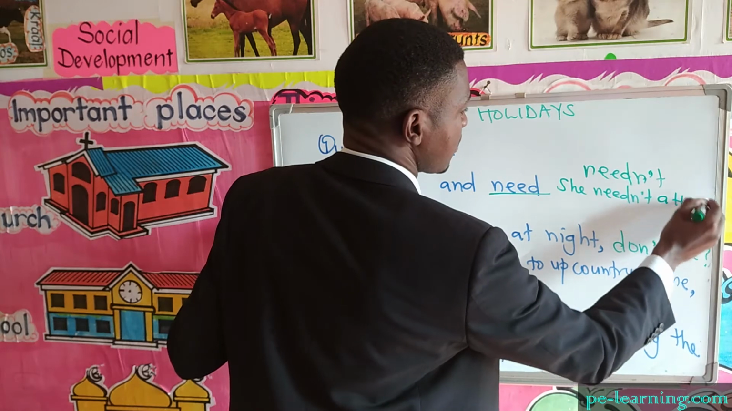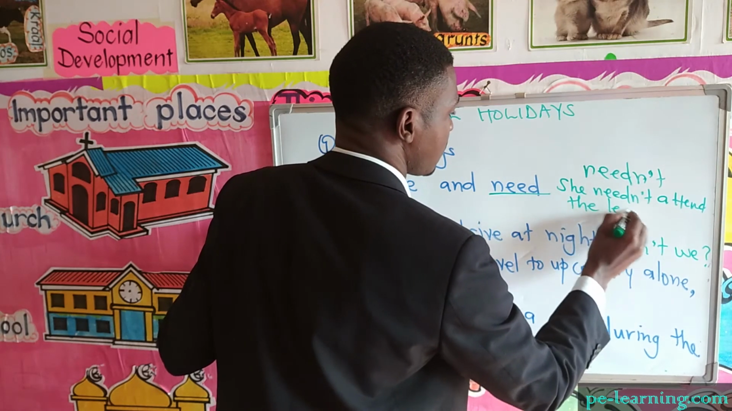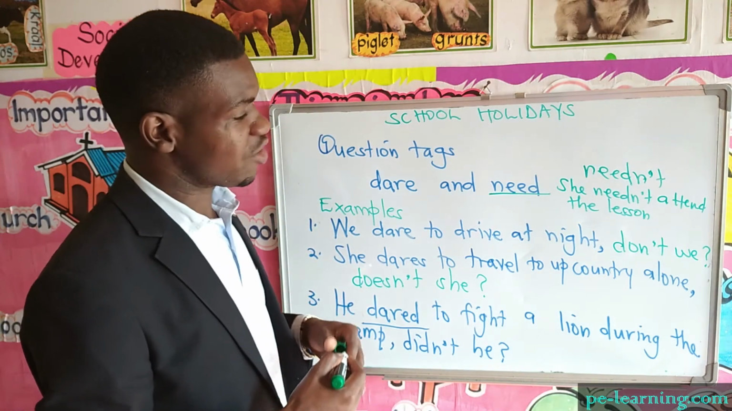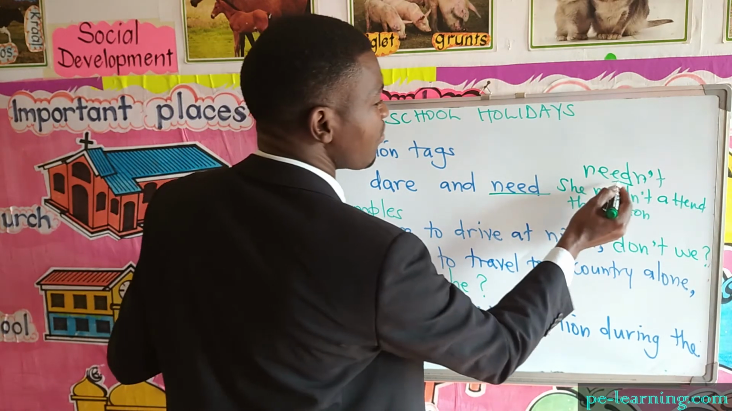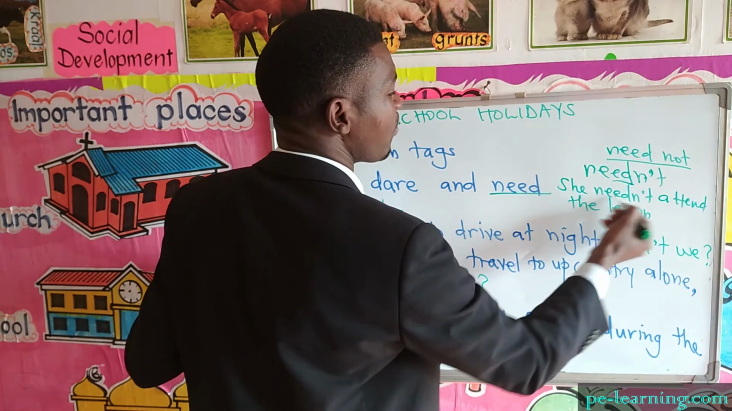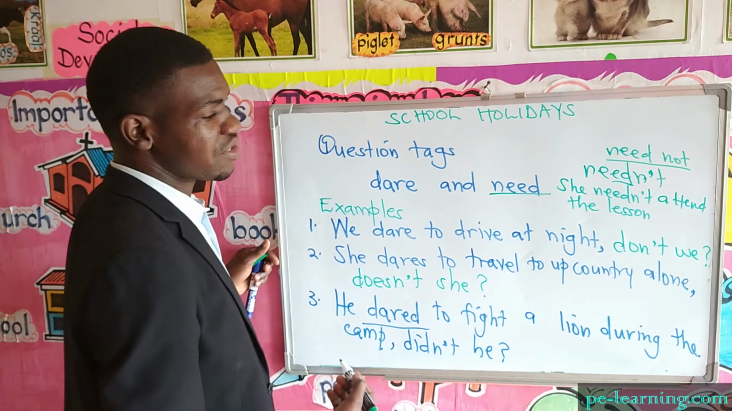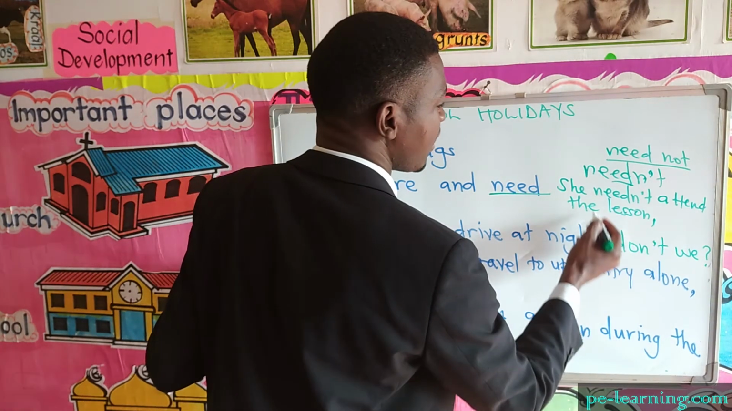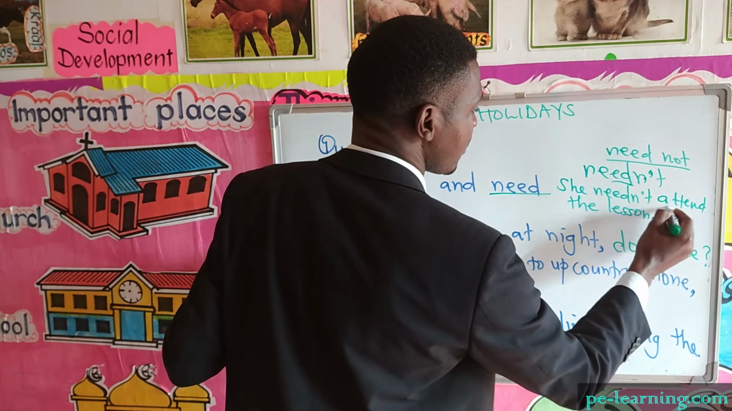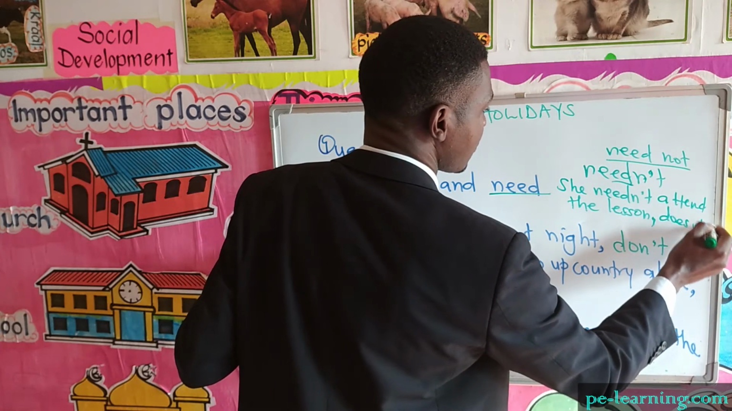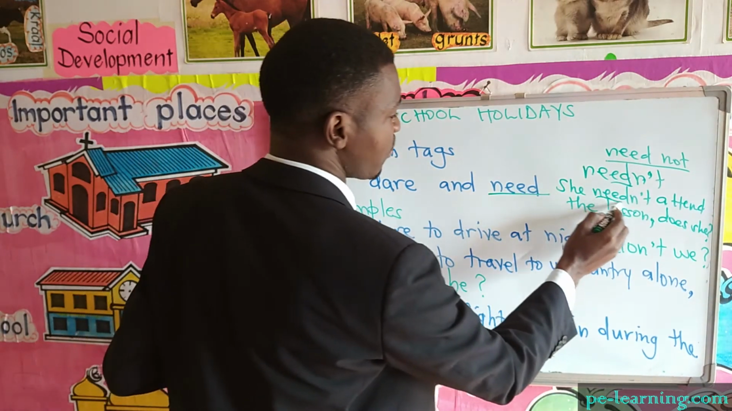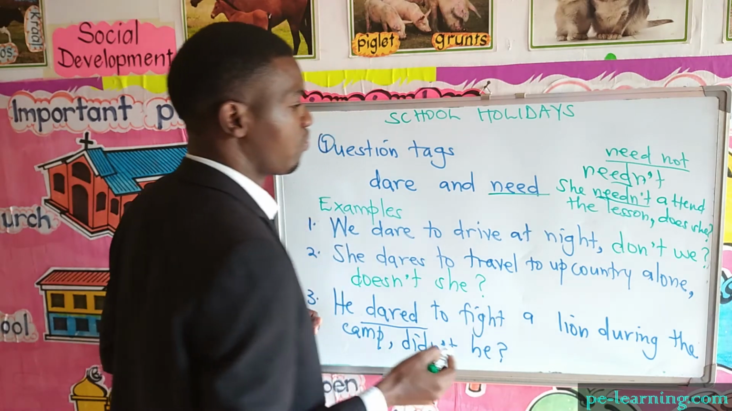So when you have needn't being used in a sentence, for example, somebody may say, she needn't attend the lesson. This sentence is in present tense. It is not in past tense because this is the same as need not, or somebody doesn't need to do something. It is in present. The question tag here will be, does she? That will be the question tag, because needn't is in present form.